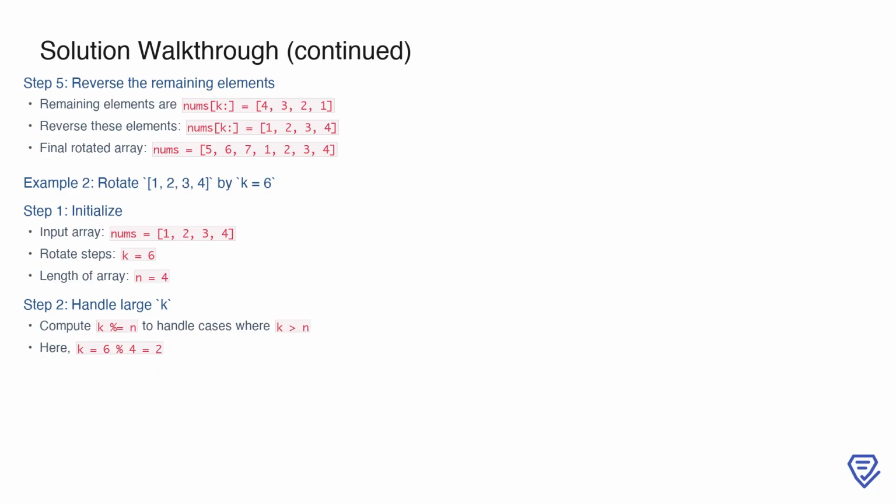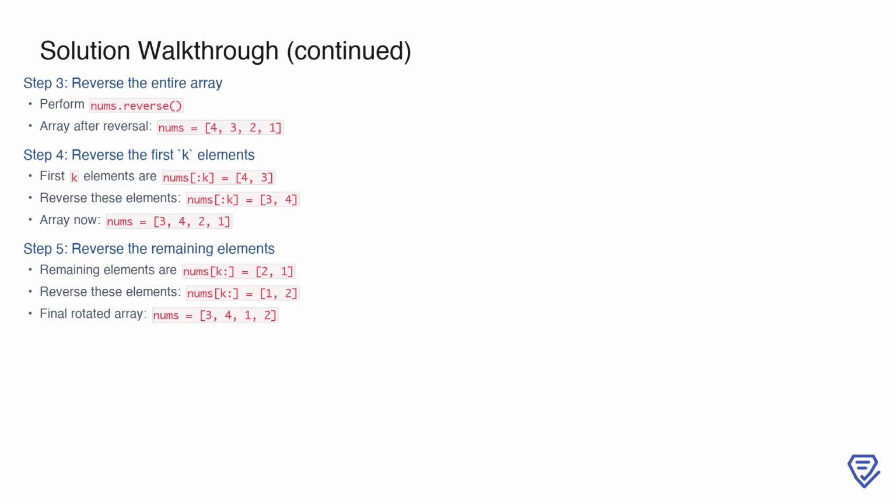We begin as before by initializing the input values. The array is stored in nums, the rotation steps are k equals 6, and the array length is n equals 4. Since k is greater than the length of the array, we compute k % n, which results in k equals 6 % 4 equals 2. This ensures k is within the bounds of the array length.